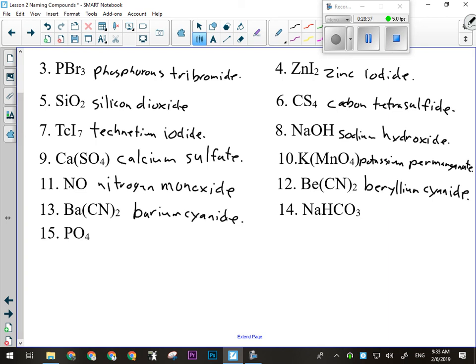Okay. For 14, I have sodium with HCO3, which is another one of our polyatomic ions. This is sodium hydrogen carbonate. It's also sometimes called sodium bicarbonate. More commonly, it's known as baking soda. That's what this stuff is. So, sodium hydrogen carbonate.